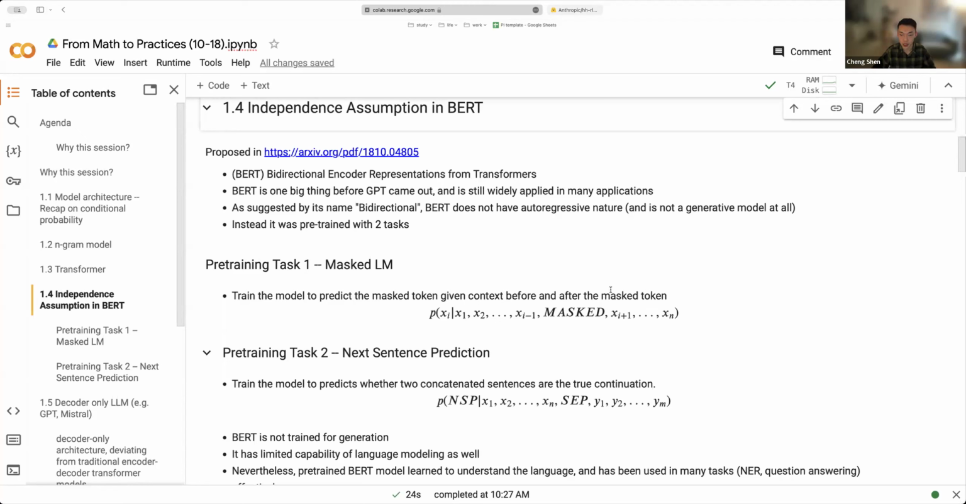Because BERT is an encoder-only model, it sees the whole sequence. If it's "I like machine learning" and the word "like" is masked, BERT will see the whole sequence before the masked word and also after it to predict the likelihood for this word. Is it more likely "I like machine learning"? Is it "I love machine learning"? Or is it "I hate machine learning"? And it produces likelihoods for each possible token.